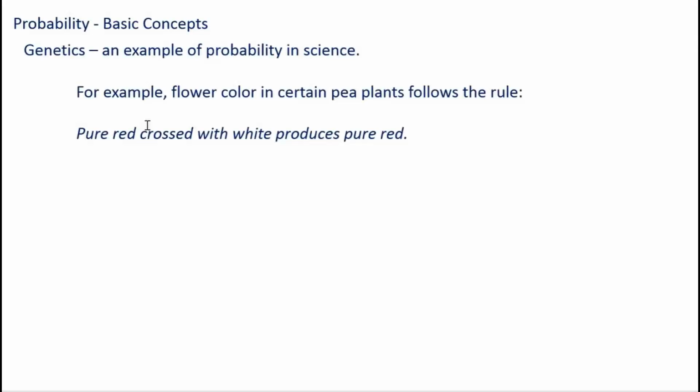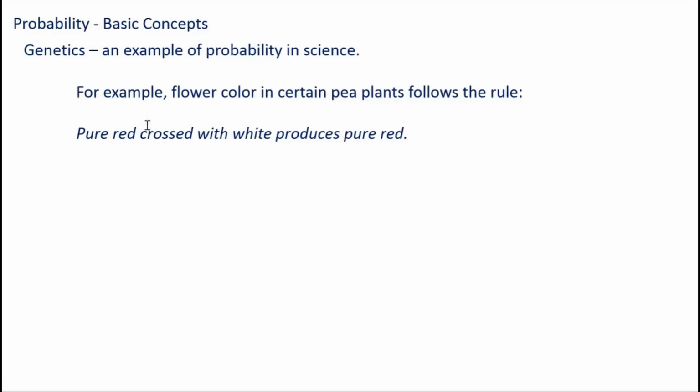So pure red crossed with white produces pure red. So if you have a plant that has a red flower and you pollinate that with a plant that has a white flower and they produce offspring, it's going to be red.